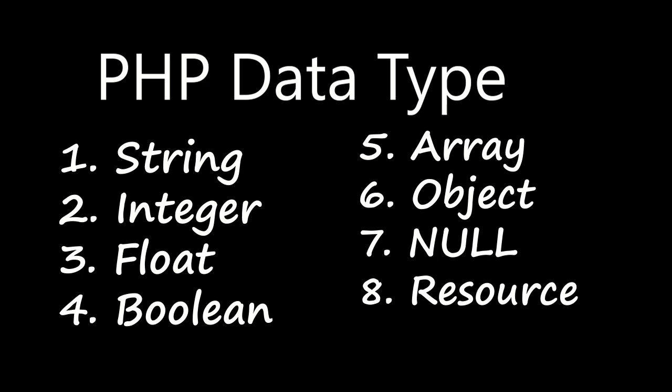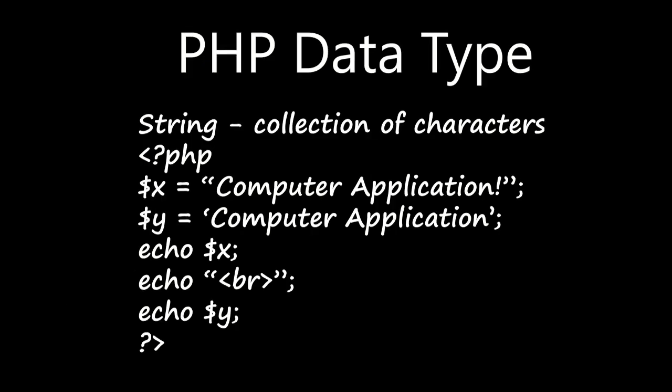Okay, string, integer, float, boolean, array, object, null, resource. First, let's see what a string is. A string is a collection of characters. A is a character, B is a character, a single letter is a character. So if you write Jenny, it is a collection of characters. So a collection of characters is called a string.